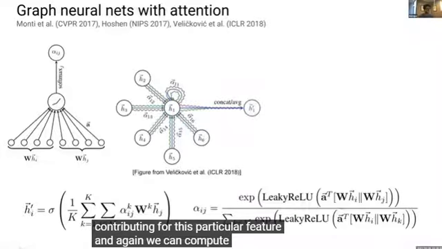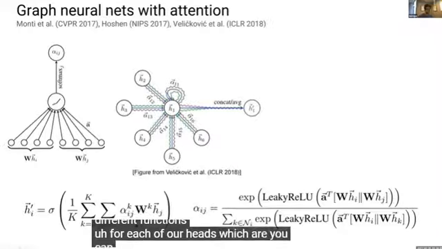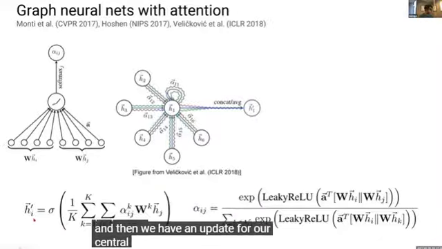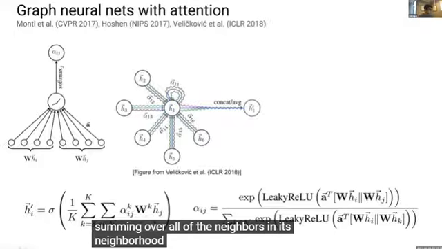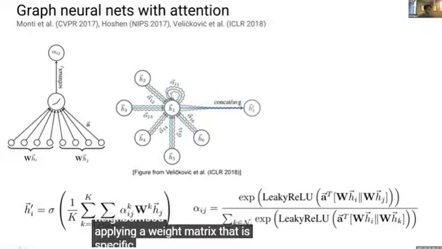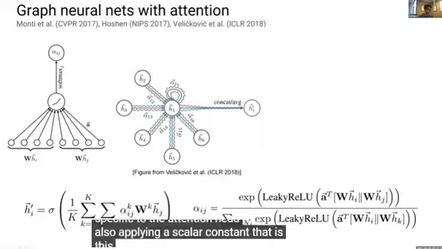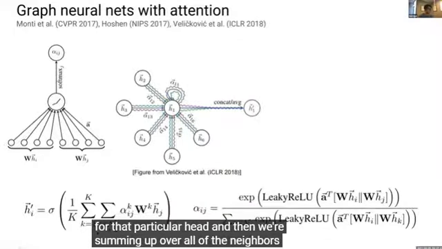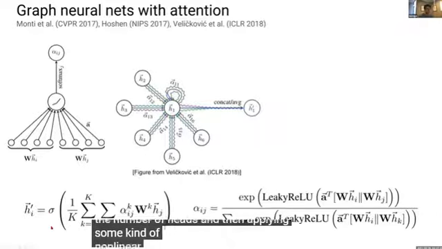And again, we can compute many of these different functions for each of our heads, which you can think of as encoding different properties. And then we have an update for our central node, summing over all of the neighbors in its neighborhood, applying a weight matrix that is specific to the attention head, also applying a scalar constant that is this attention score, the extent to which it ought to be updated by this neighbor for that particular head. And then we're summing up over all of the neighbors and over all of the heads, normalizing by the number of heads, and then applying some kind of nonlinear function.